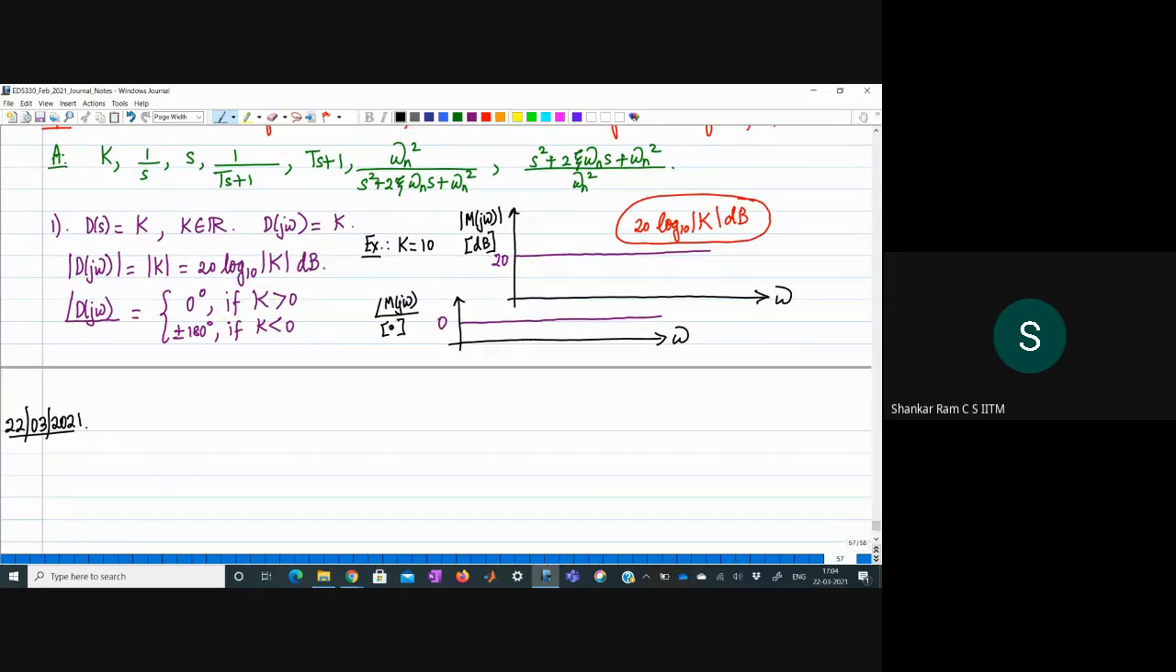So towards that, we asked ourselves the question: what are the typical building blocks that are used in this regard? That's where we identified these building blocks, which consist of the gain k, 1 by s and s, 1 by Ts plus 1 and Ts plus 1, and the second order factors of the form omega n squared divided by s squared plus 2 zeta omega n s plus omega n squared, and its reciprocal. So those are the terms.